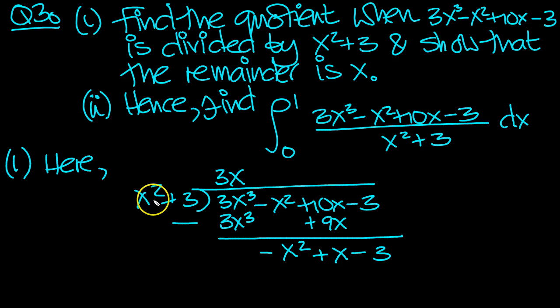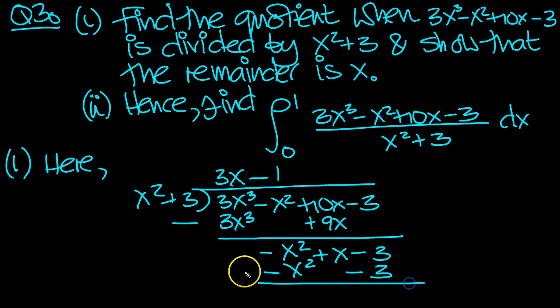How many of these x squareds go into minus x squared? It's minus 1. Multiply through, minus x squared and then minus 3. Take them away from one another. This take away minus, they cancel, that's why we're doing it. x take away nothing is x. Minus 3 take away minus 3 is plus 3, which is plus 0. So we get a remainder of x. Show that the remainder is x, which we've done.